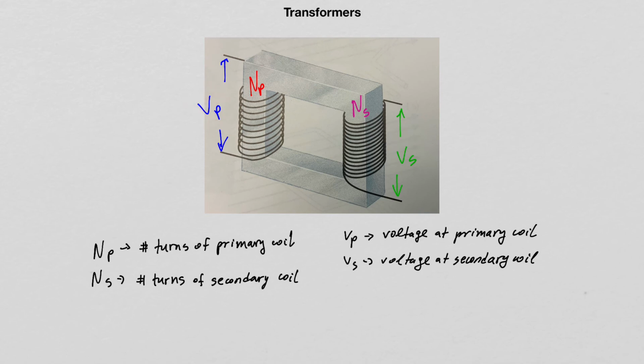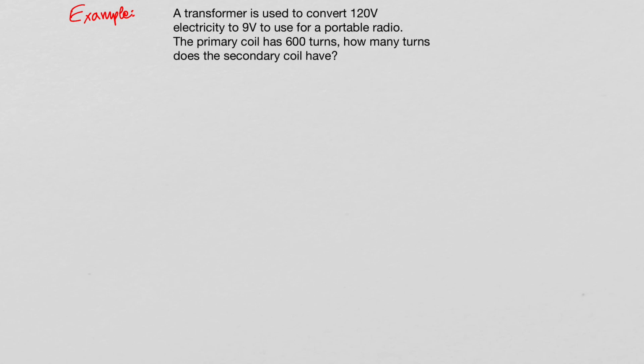So the first configuration is an example of a step-down transformer. The second configuration is an example of a step-up transformer. So what is the relationship between the parameters of a transformer? The number of turns of the primary and secondary coils and the voltages at the primary and secondary coils. This is the relationship. The ratio of the number of turns of the secondary coil to the number of turns of the primary coil is equal to the ratio of the voltage at the secondary coil to the voltage at the primary coil. Let's do the following example involving transformers.